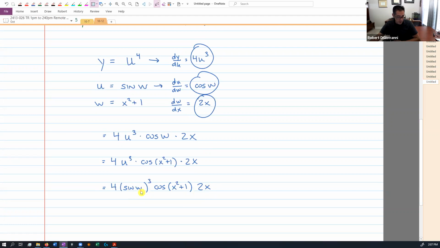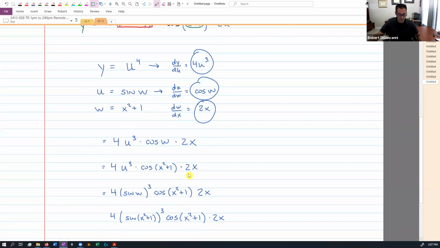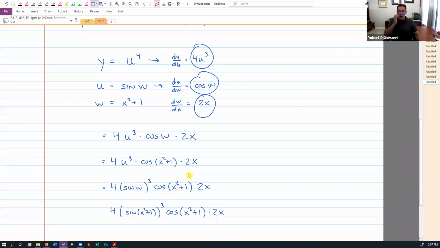And then I'll replace the w with x squared plus 1. That answer is the same as this answer. So I realize this is a lot to ingest, okay? And you definitely will not get good at this until you do a lot of these on your own.